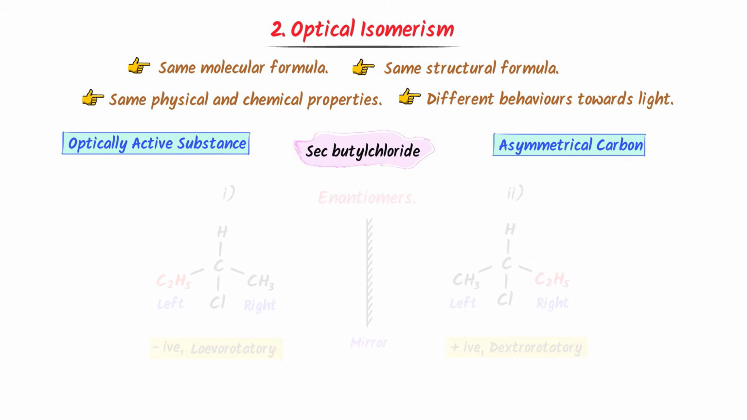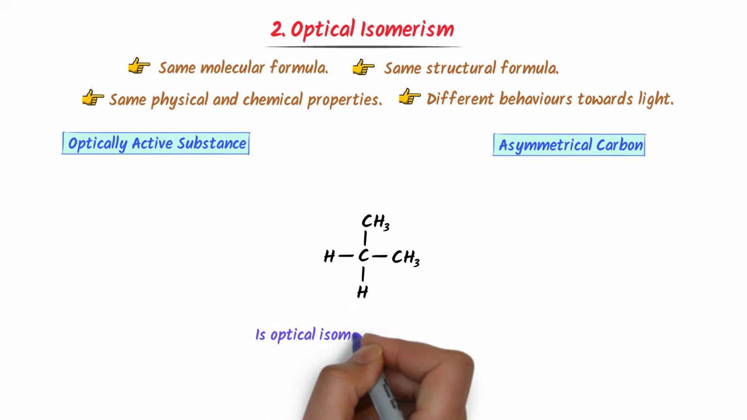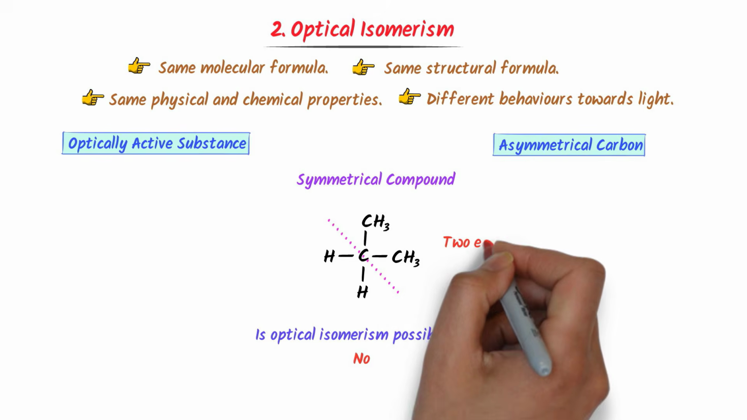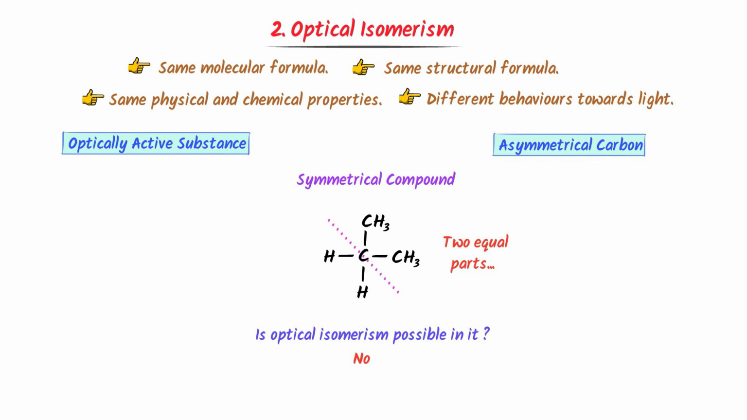Now consider this organic compound. Is optical isomerism possible in it? The answer is no. This compound is symmetrical. If I cut this compound from here, I get equal parts on both sides. Hence, it does not show optical isomerism.